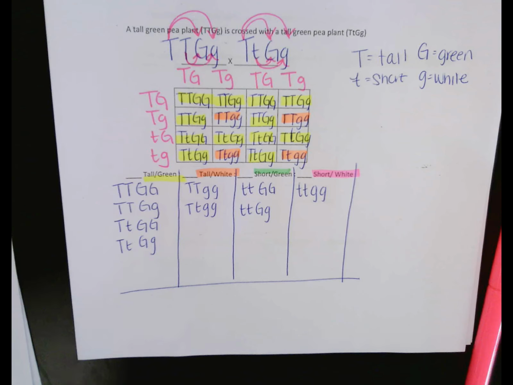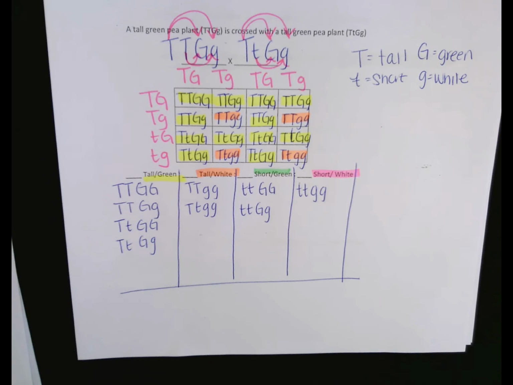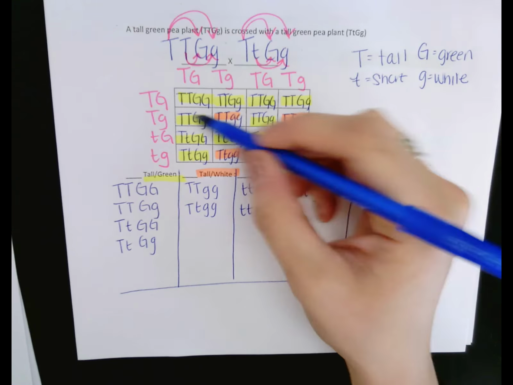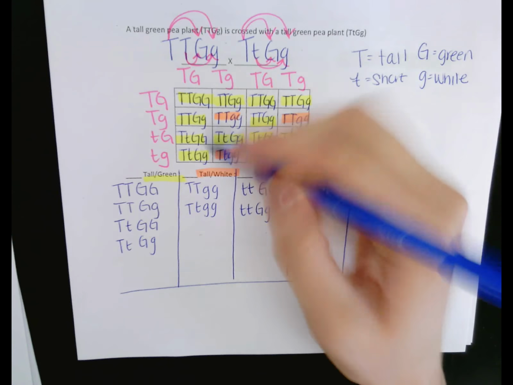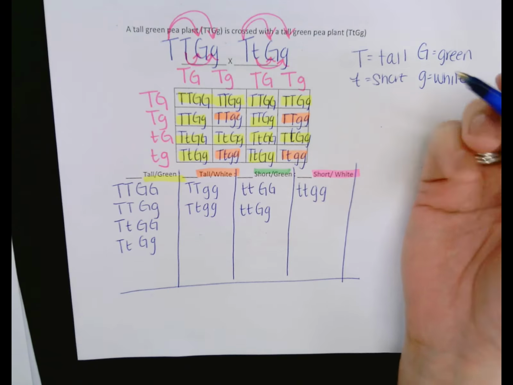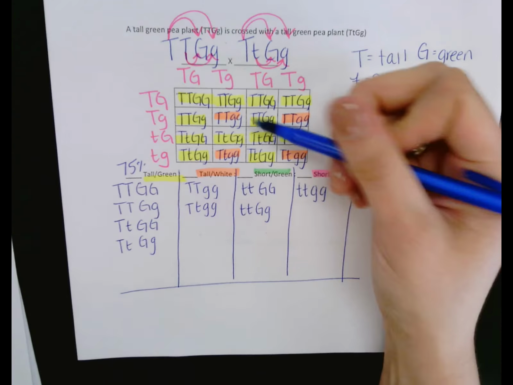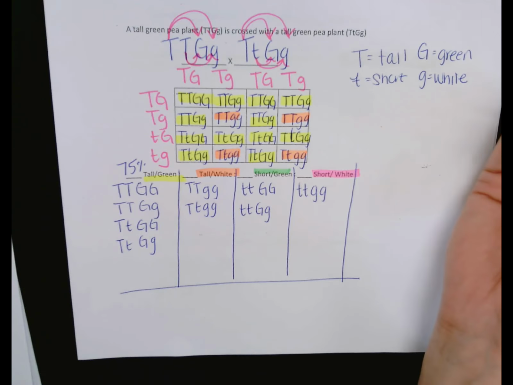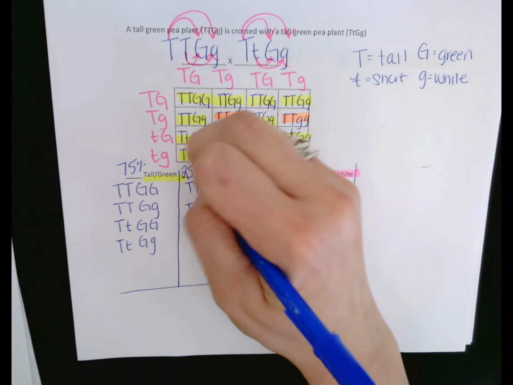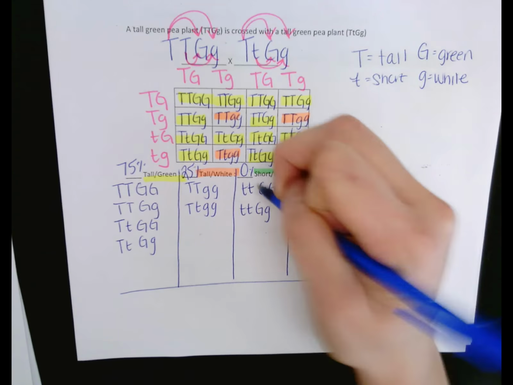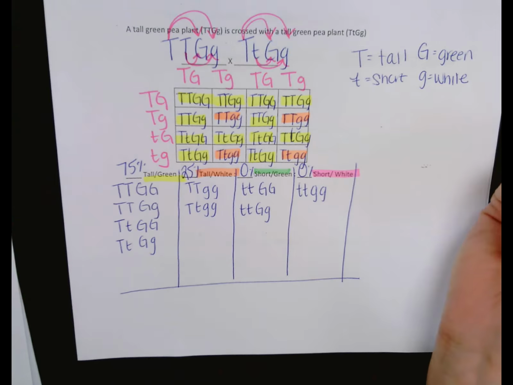Remember, I'm not going to ask you to write out some complex genotype ratio, but if I give you the phenotypes, I want you to be able to tell me what the ratio is. So how many tall and green do we have? We have 1, 2, 3, 4, 5, 6, 7, 8, 9, 10, 11, 12 out of 16. You could put that, or you could say that's 75%. For tall and white, we have 1, 2, 3, 4. You could say 4 out of 16, or you could say 25%. Then there's 0% short and green, and there's 0% short and white.